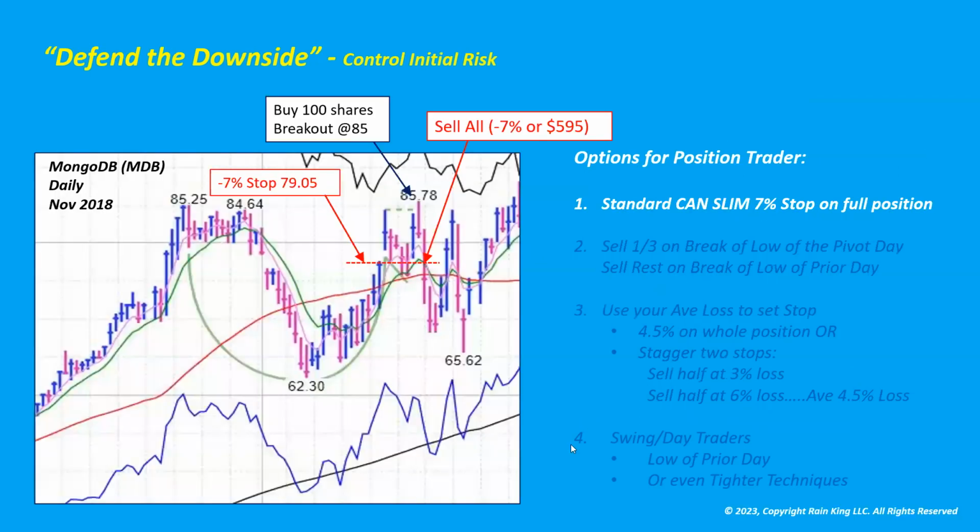So let's look at our first example. Fairly straightforward. This is MongoDB from 2018. We have a cup base. The stock breaks out. As it breaks out, let's assume we buy 100 shares at $85 per share. So we set our stop using a simple CAN-SLIM stop at 7%, at 79.05. In this case, the stock barely got going and it reversed. And the very next day, it took out the 7% stop. Straightforward, typical CAN-SLIM.